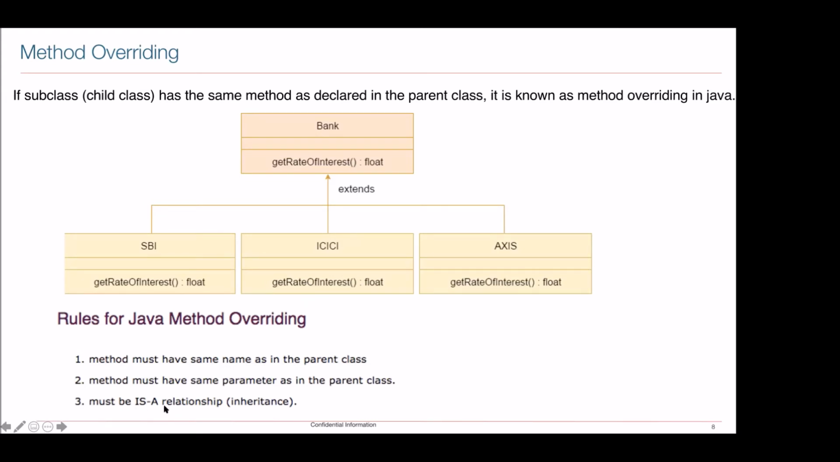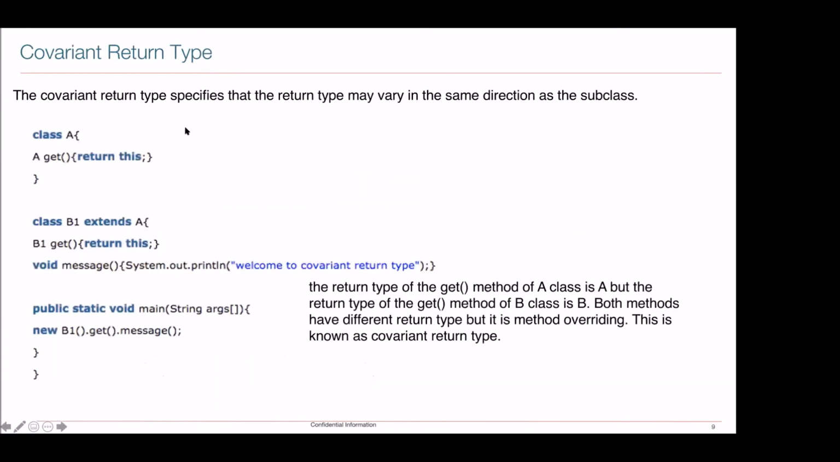And there must be an IS-A relationship, which means method overriding is possible only and only when there is inheritance. If you don't have inheritance, when there is no child class, no super class, your method overriding is not going to happen. In turn, within the same class, you may have method overloading. Fine. So this is what we have seen.